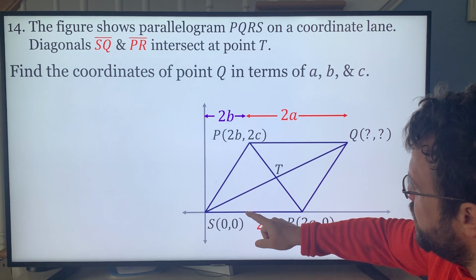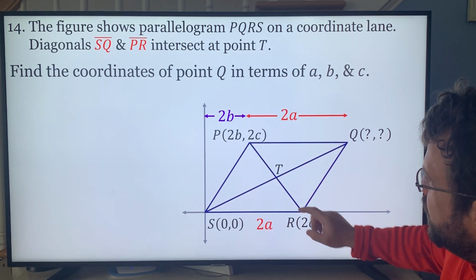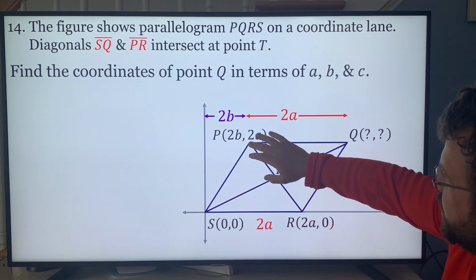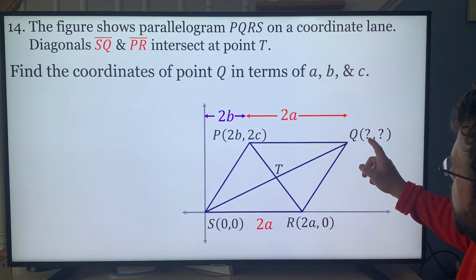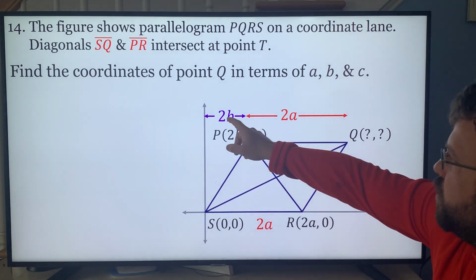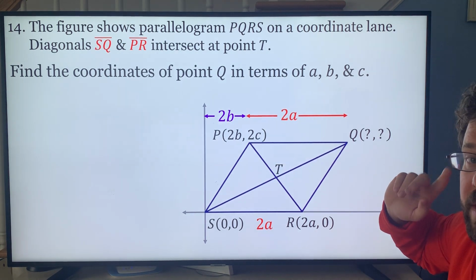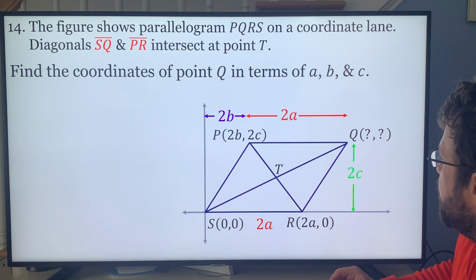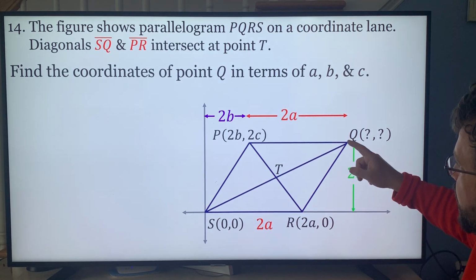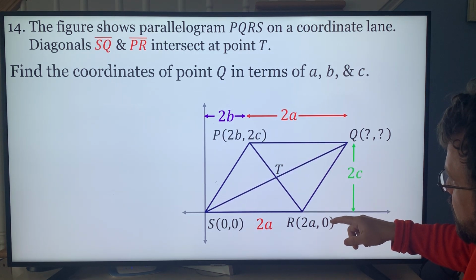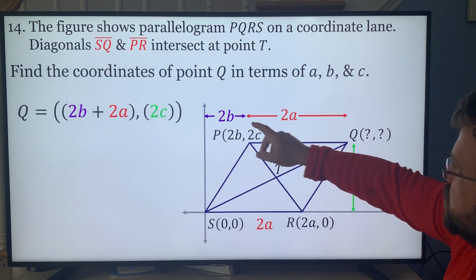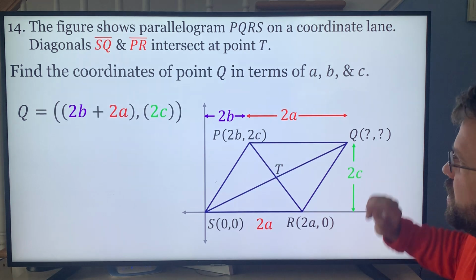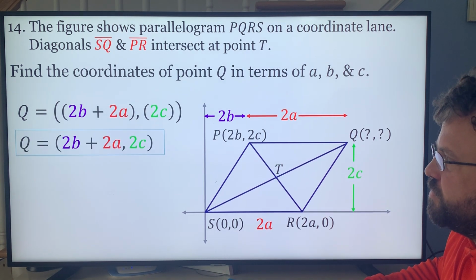So since this is 2b, this is 2a. Since this piece right here is 2a, that means the top piece here is 2a, right? Since this is 2b, this first one then would be what? What do we do with these two numbers? Segment addition. It'd be 2a plus 2b. Now the height here isn't 0, it's from 0 to 2c, so the height here is 2c. So now we can fill in our whole equation. We got 2b plus 2a, comma, 2c. And that's it. All right?